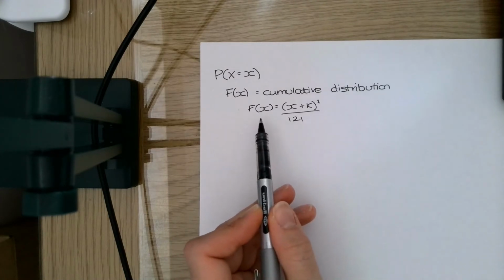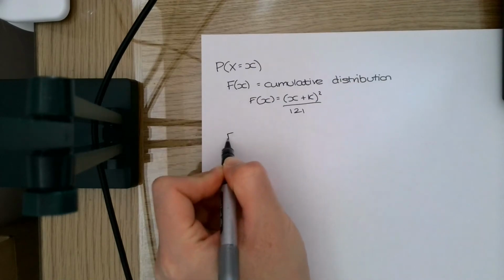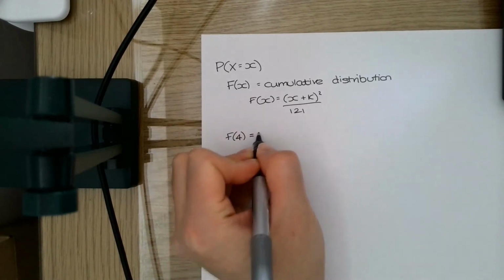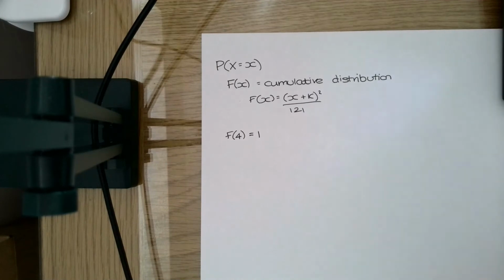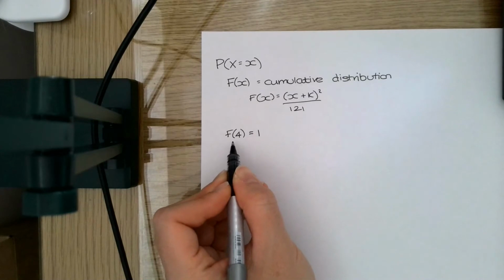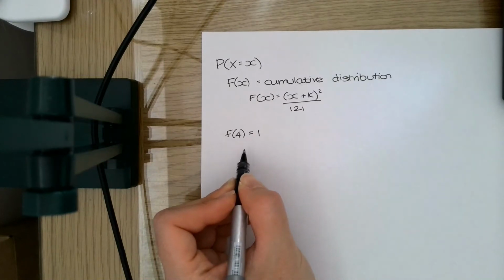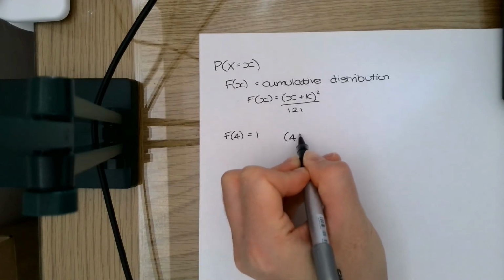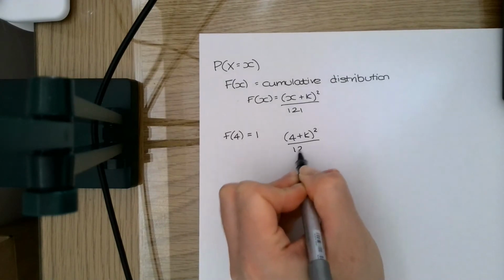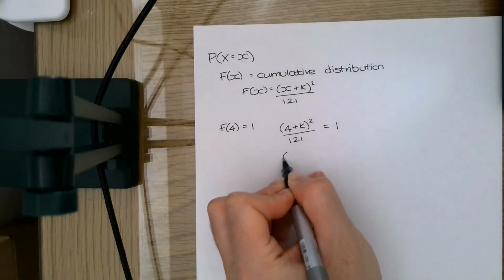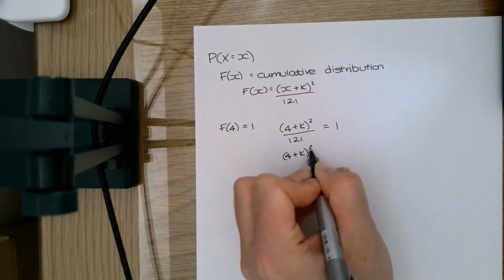So for this question, when you're asked to find k, if you work out F(4), that is working out the probability of 2 and 3 and 4, all the options. So F(4) will be equal to 1. Instead of putting in 2 and then 3 and then 4 and adding them up, because it's an F function, a cumulative function, it's already done the adding up for you. So all we have to do is put 4 in here. We'd end up with (4 + k)² over 121 equal to 1, because all the probabilities have been added together already. Once you know that, it becomes very straightforward.